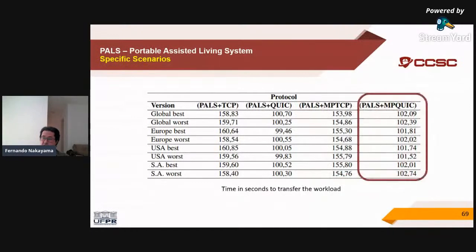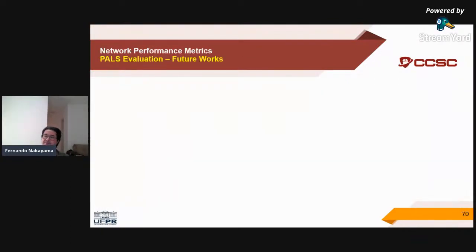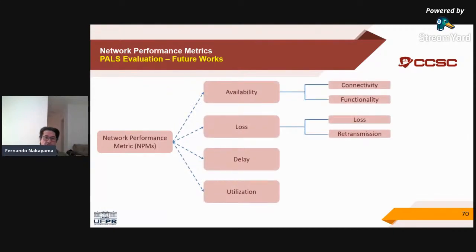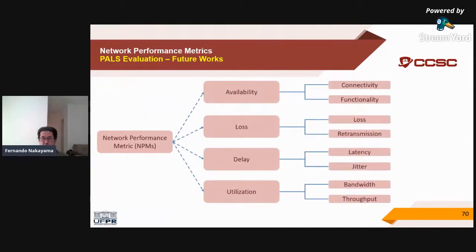And considering the objective that was to enhance performance and also to increase mobility, the best evaluated version was PULSE MPQUIC that offered good performance and has multipath capabilities. For the PELS evaluation, we have considered multiple network performance metrics. They are availability, loss, delay, and utilization.